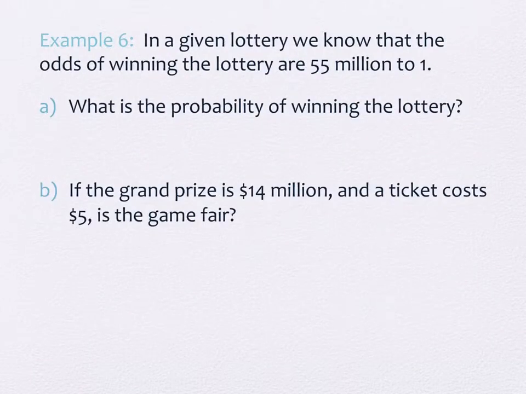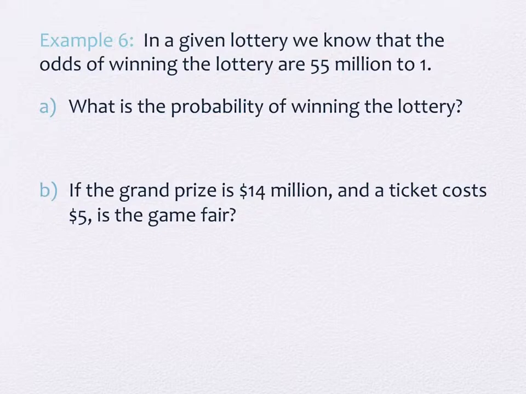All right, so the example we're going to look at today is a lottery. We're going to take a given lottery, and the odds of winning the lottery are 55 million to 1. That's really bad, just so you know. Like, you're not going to win. That's really what that says, okay? But the first question asks, what is the probability of winning the lottery?